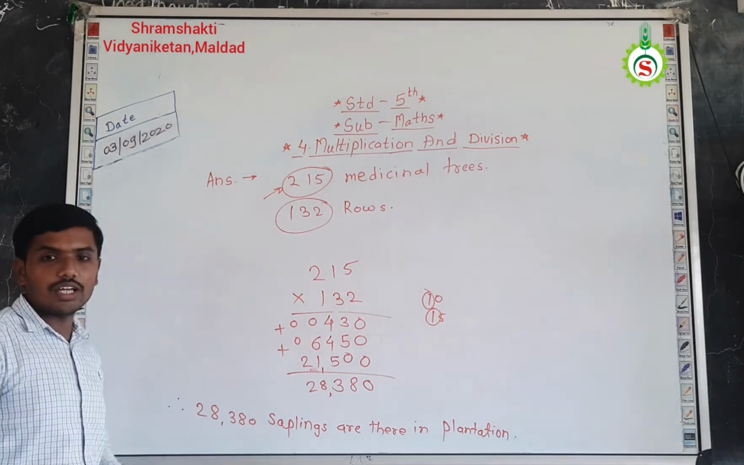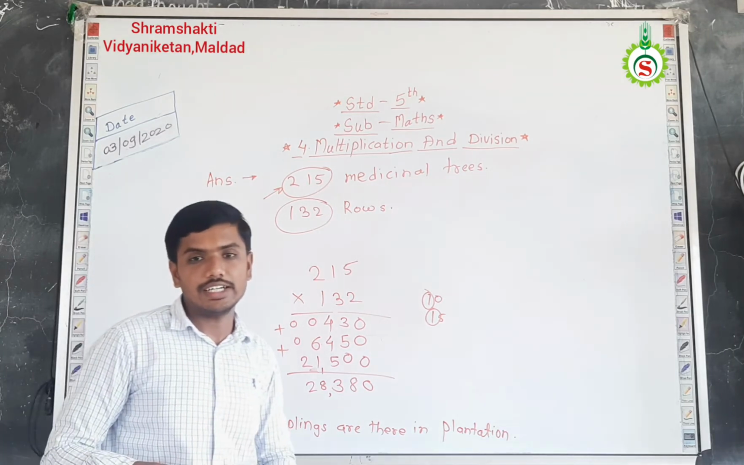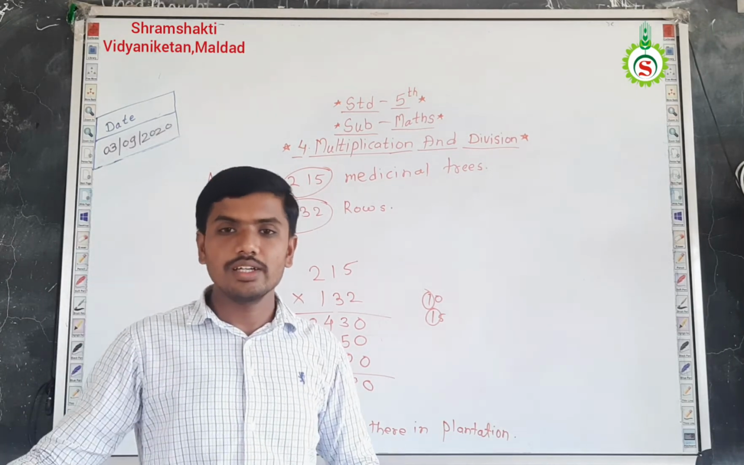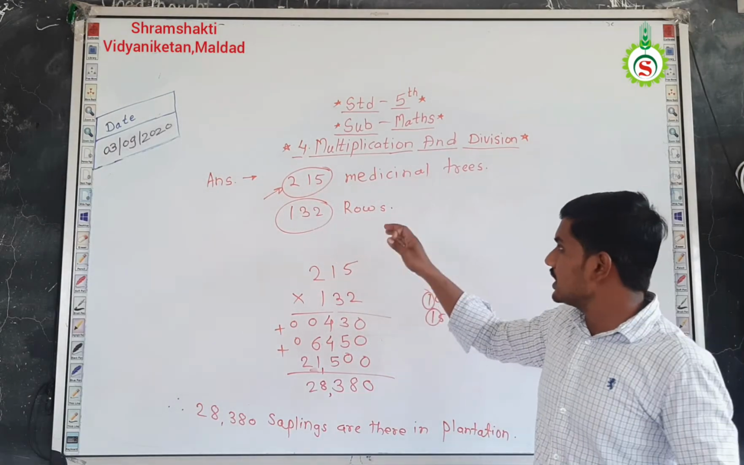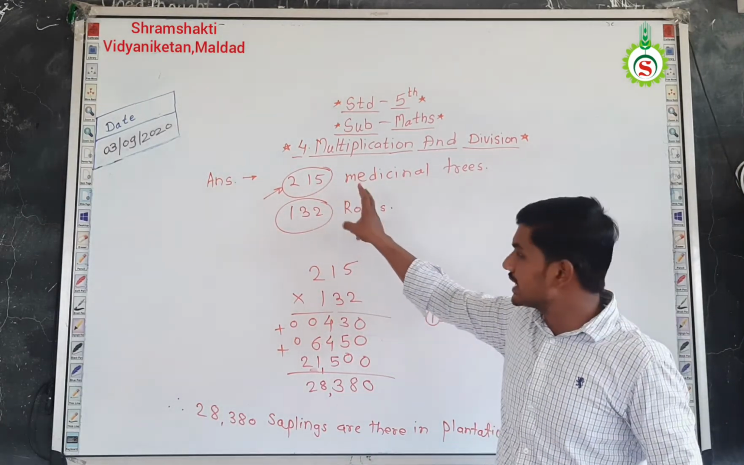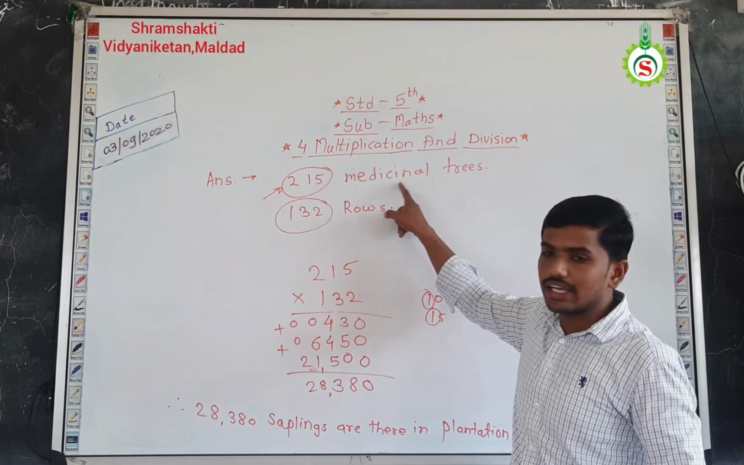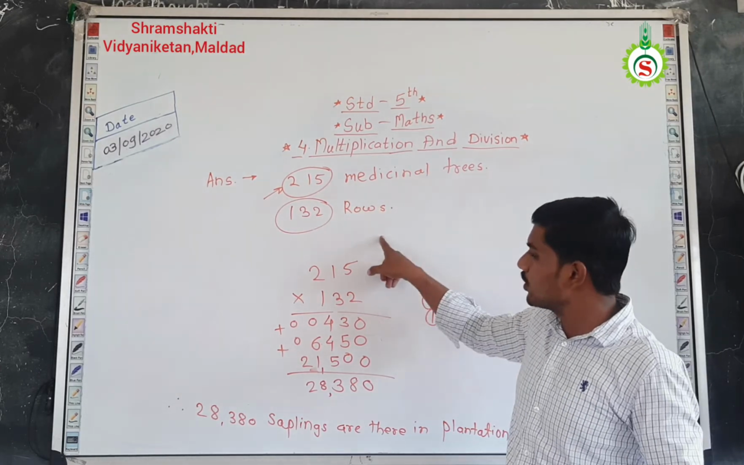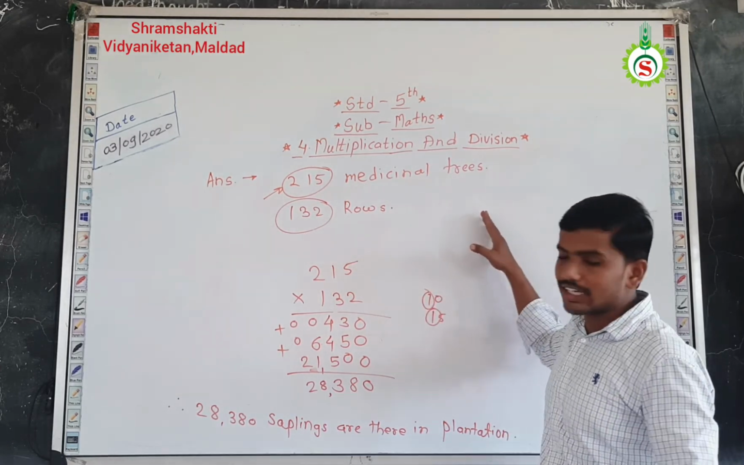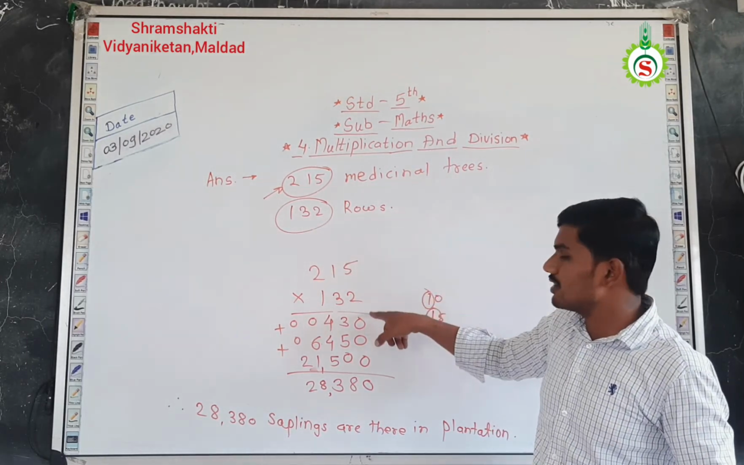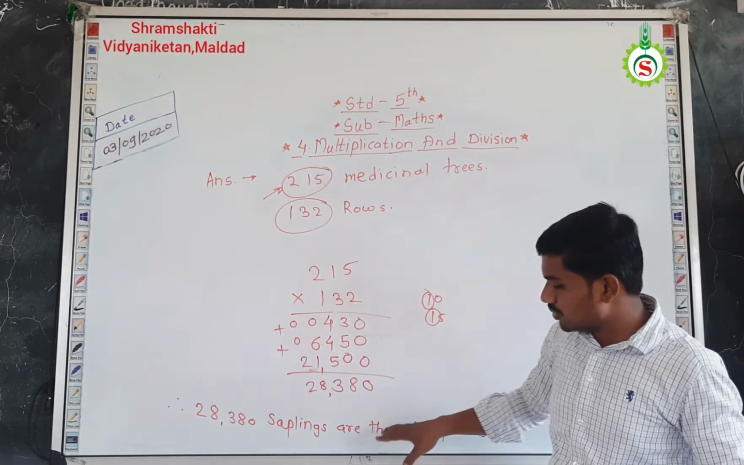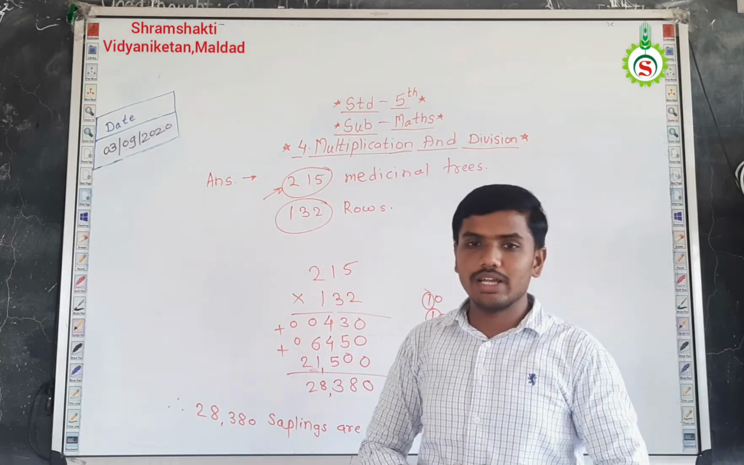Like that, you can solve the numericals related to multiplication. So if in the word problems something is fixed, that means in this numerical medicinal trees are fixed in each row, but the number of rows is greater than one. Total number of rows are 132. That's why I have taken the multiplication. So you can solve the multiplication numericals like that.